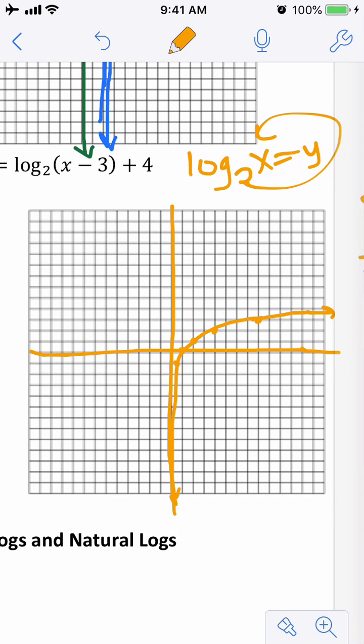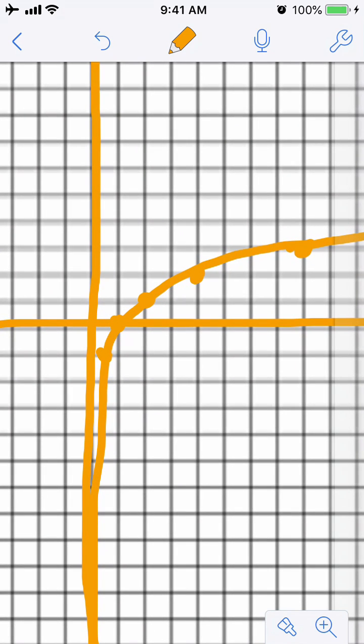Because a minus 3 in the parenthesis means right 3. And then you could go up 4. But why don't you just do both at the same time? Why don't I just move every dot 3 to the right and up 4, like counting slope? It's really not that hard, right?